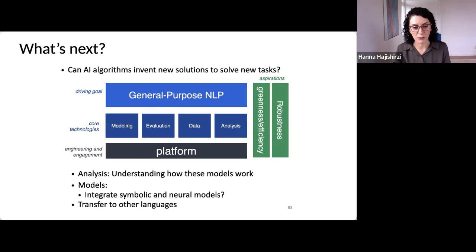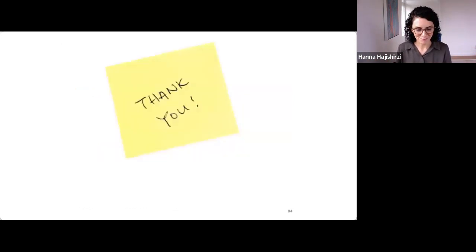For example, the analysis plays an important role that would tell us what are the next series of models that would be more general purpose and more robust. Would it be collecting more data? Would it be larger scale data? Or would it be a different approach, like integrating symbolic and neural models? We also would like to focus on tasks or models that can transfer to other languages or other modalities. Okay, thank you.